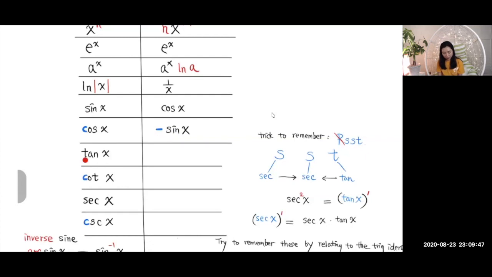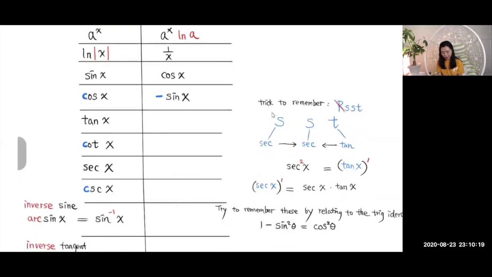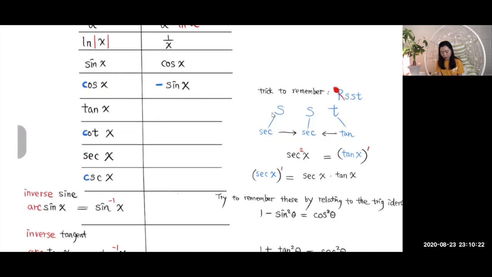Now, tangent of x. Let me teach you a trick to remember the duality for tangent of x and also secant of x. The trick is, suppose you ask your friend, what is the duality of tangent of x? And then your friend will say this word right here, they will tell you quietly, what's the duality for tangent of x? Take away this p over here, that's SST.